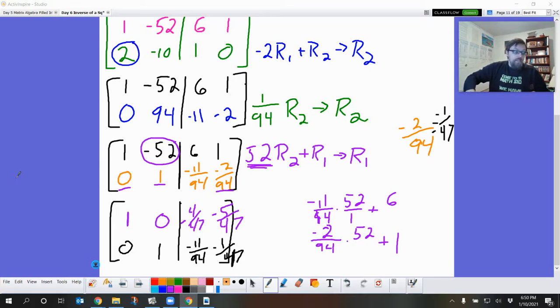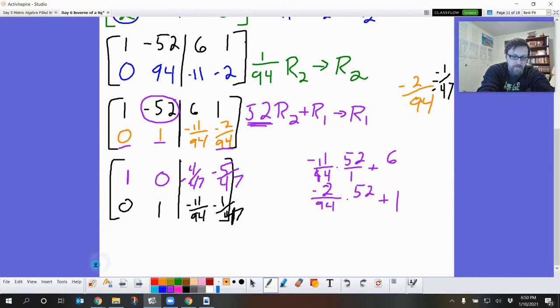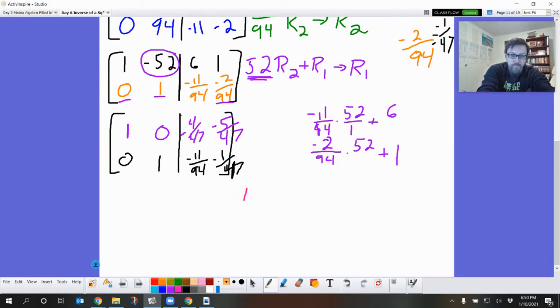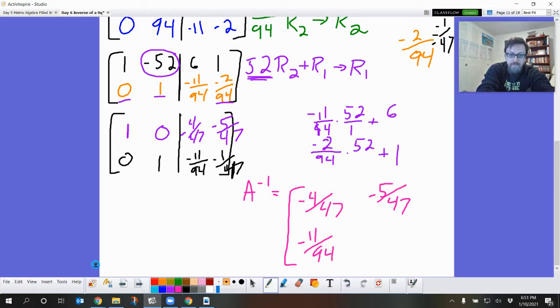So we get our final answer as the numbers that are written kind of sloppily, so let me put them in a nice place. A inverse equals negative 4/47, negative 5/47, negative 11/94, and negative 1/47. That is a very gross inverse. Ew, ew, ew. Oh well, sometimes they're gross.